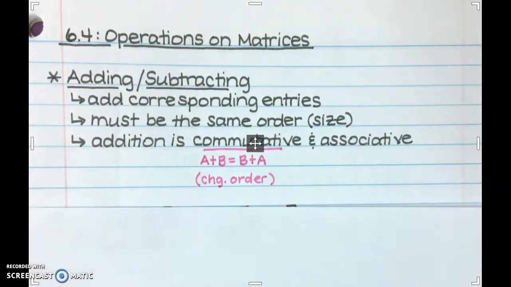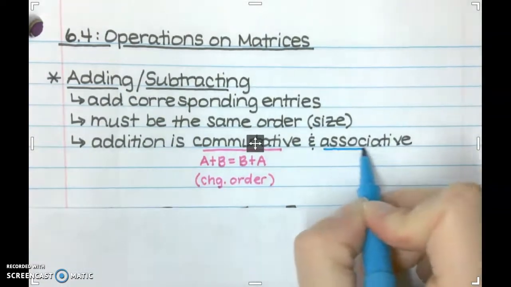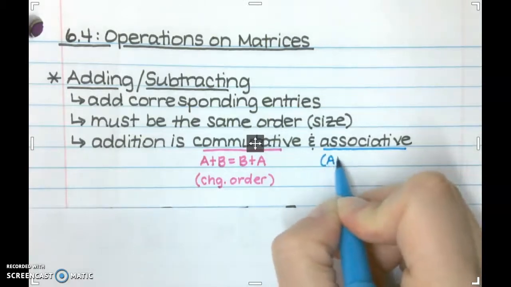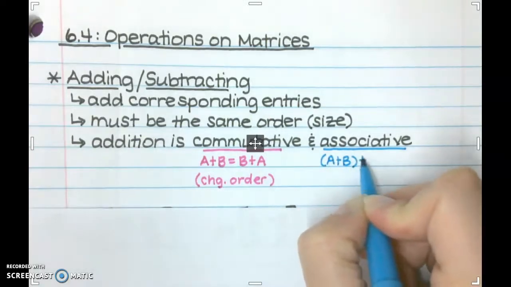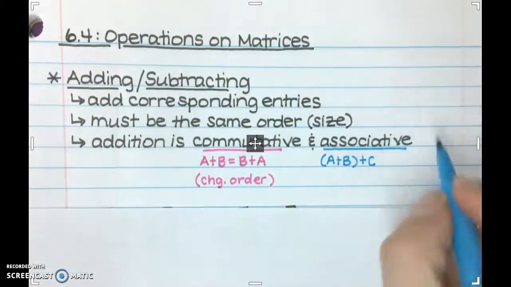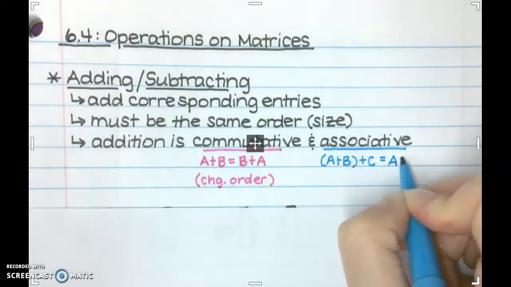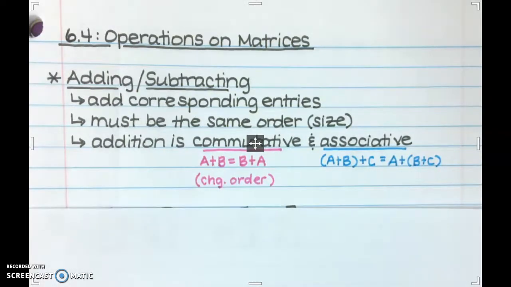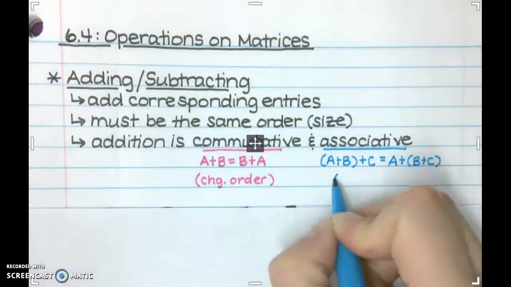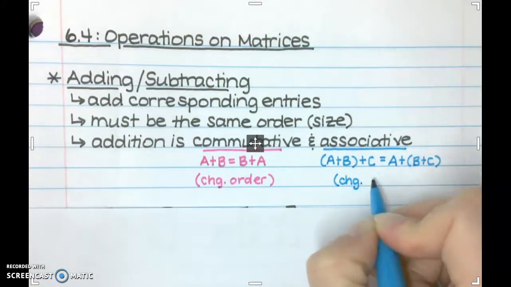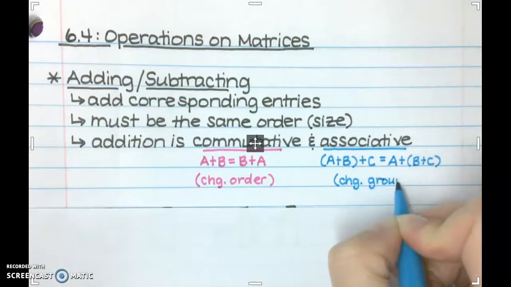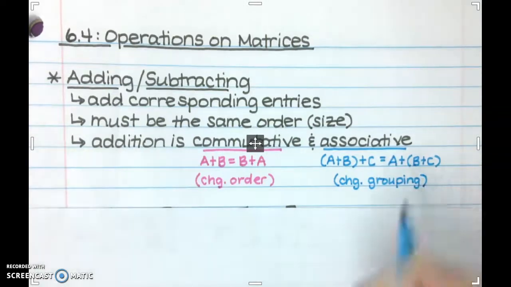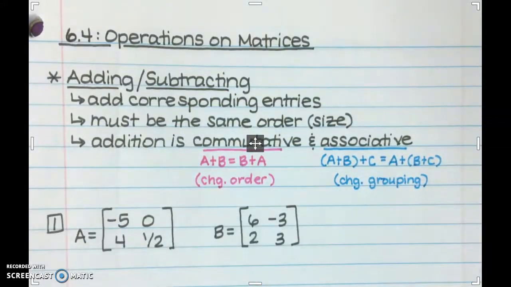The associative property says that we could change the grouping. So, for instance, if we were adding A plus B first, and then taking that sum plus C, we would get the same thing as if we added A to the sum of B and C. Here, what we're doing is changing the grouping instead of changing the order. So with addition, both of those properties hold true, much like with adding numbers. Let's look then at performing some matrix addition.